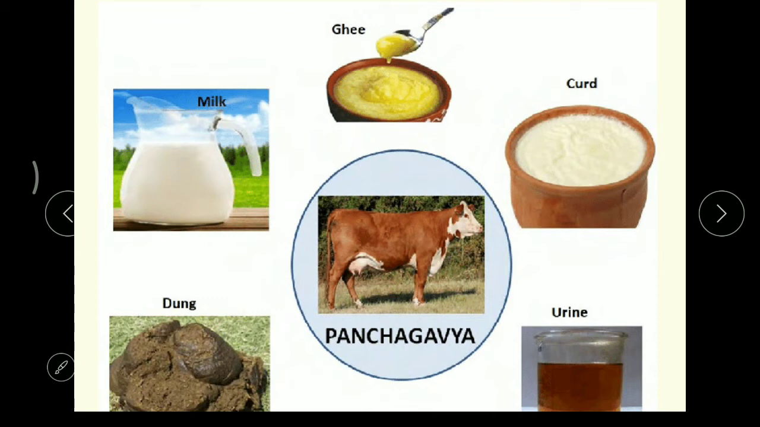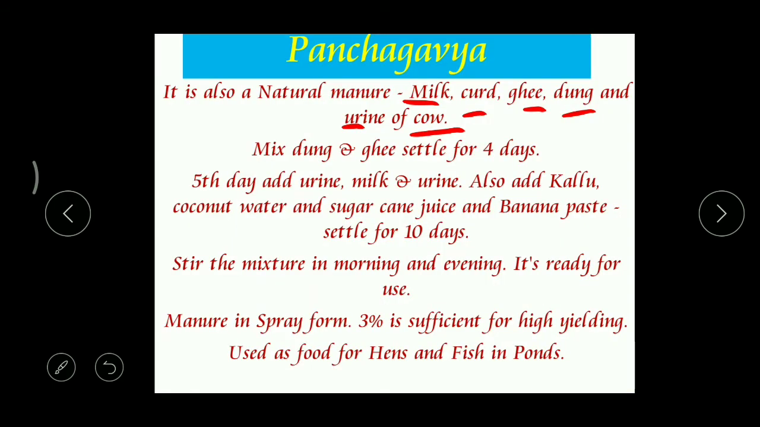Which substances do we need? Milk, curd, ghee, dung, and urine. Have you seen this picture? Here we can find the cow, and from the cow we get things like milk, curd, ghee, dung, urine. From these substances, we can prepare this Panchagavya. Firstly, we have to take the dung and ghee, mix them well, and settle them for 4 days.